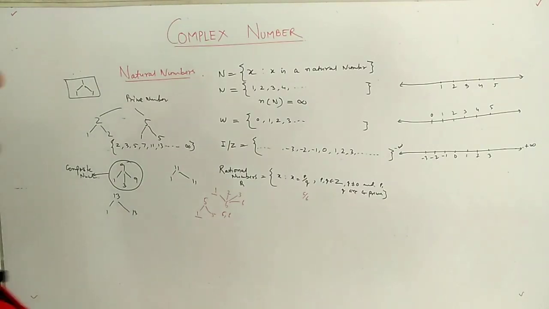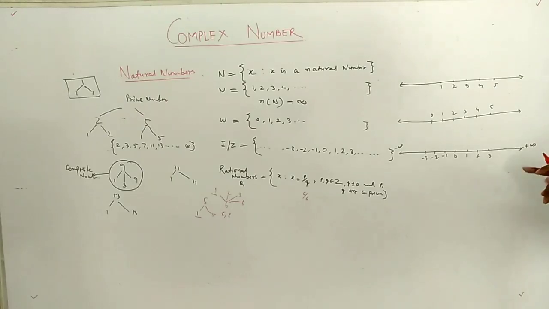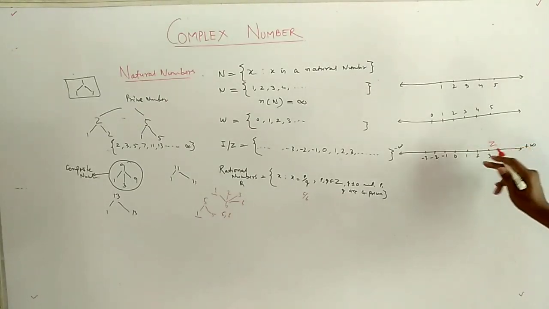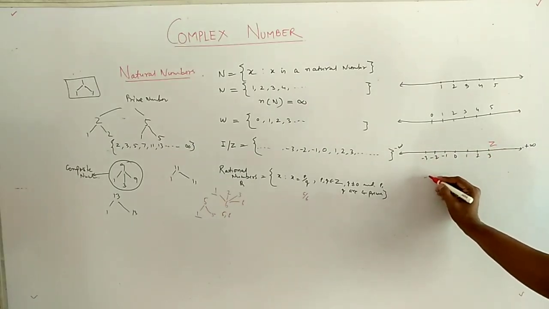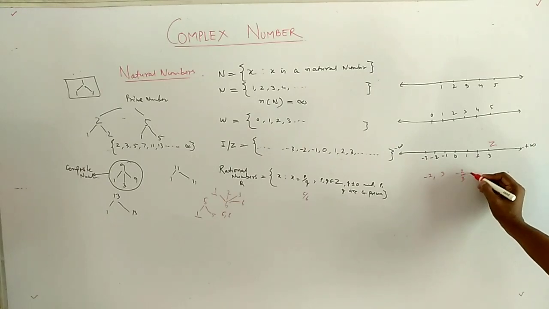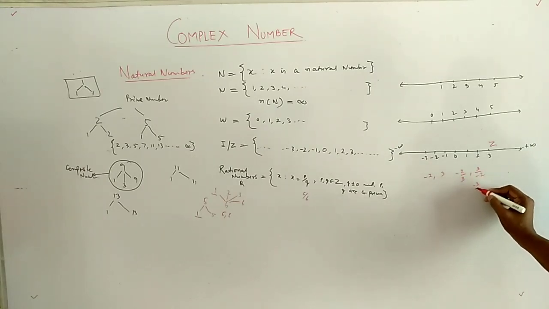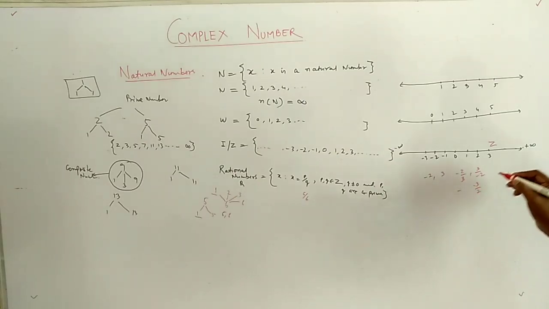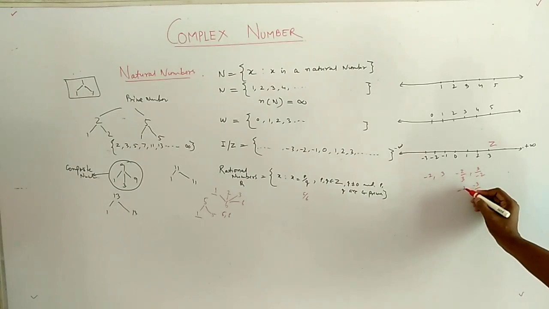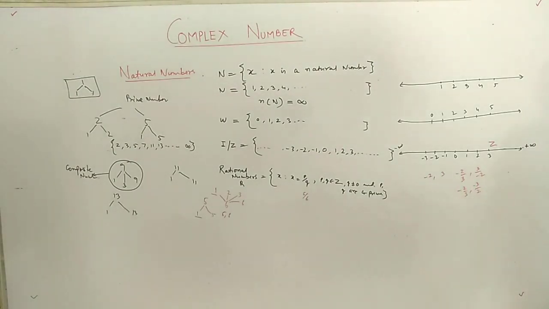So rational numbers are just like that. You take any two numbers from this number system, that is Z, just pick any two numbers. Suppose I pick minus 2 and 3. So minus 2 over 3 or 3 over minus 2, which can later be written as minus 3 over 2, because in standard form denominators cannot be written as negative numbers. So both these numbers are rational numbers.